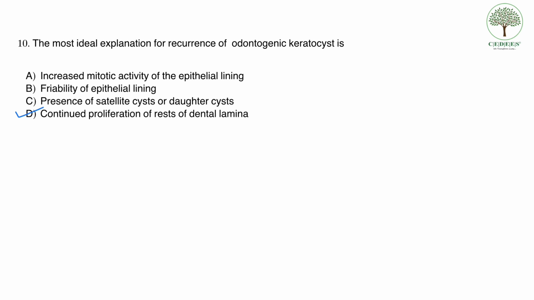Now let's look at all our options. So the first option says increased mitotic activity of the epithelial lining. This increased mitotic activity is related to the malignant potential of OKC, of an OKC transforming into an ameloblastoma or something like that. It's not related to its recurrence. The second option is friability of epithelial lining. The thin cystic wall and its friability make it difficult to remove the OKC in whole. It's not related to its recurrence rate.